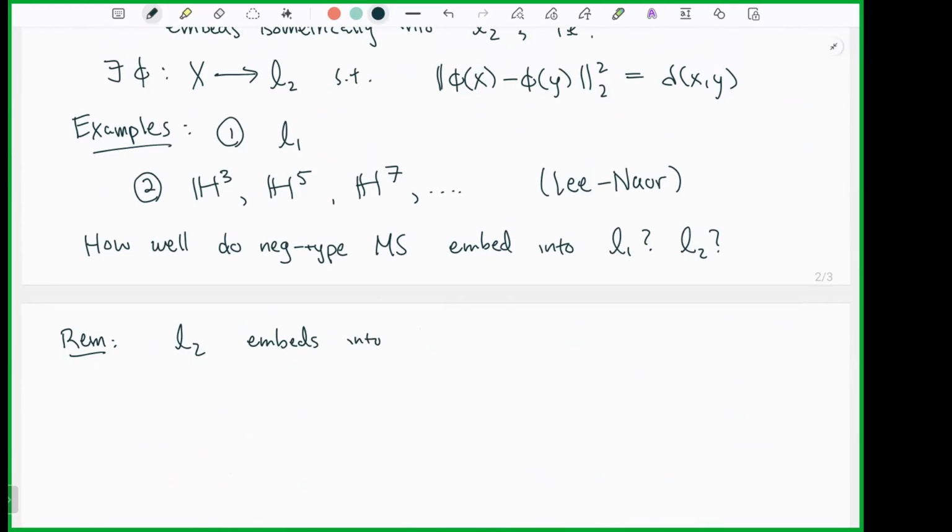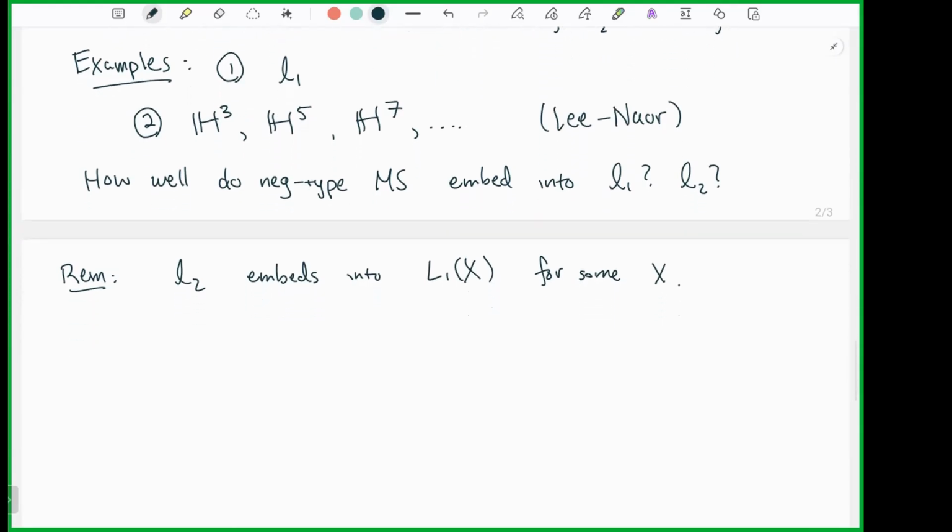Okay, maybe not the sequence space. Let's say L1 of some X. But then, we always care about finite subsets of these things. So if you get an embedding into L2, it automatically can be extended into an embedding into L1 as well. So just something to keep in mind as I make the following remarks.